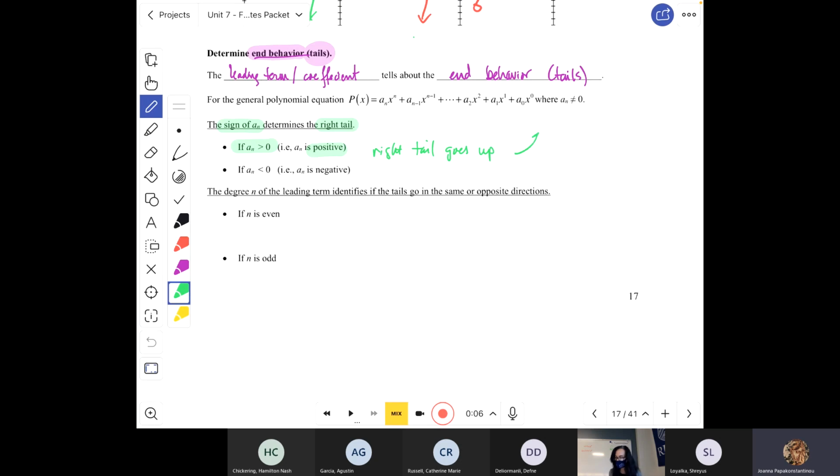So it's going to look like that, the right tail. The sign of the coefficient tells us the right tail. If the leading coefficient is a negative number, then I know that the right tail goes down. Again, the sign of the leading coefficient tells us the right tail.